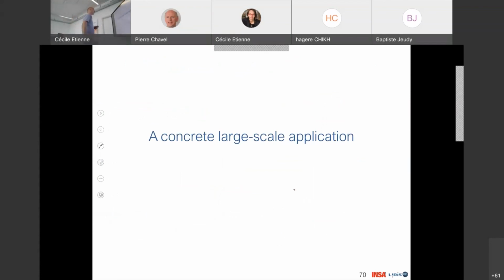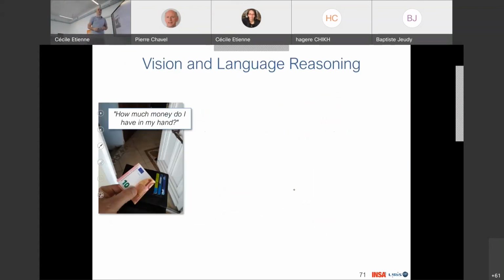That's okay. So let's integrate all this and have a look at a large-scale application. This is a project I'm working on with 2 PhD students, but it's obviously something which is done by the whole field, called vision and language reasoning, or in particular the application of visual question answering. So we have pairs of images and questions here, and the model needs to look at the question, understand the question, look at the image, and then answer the question.